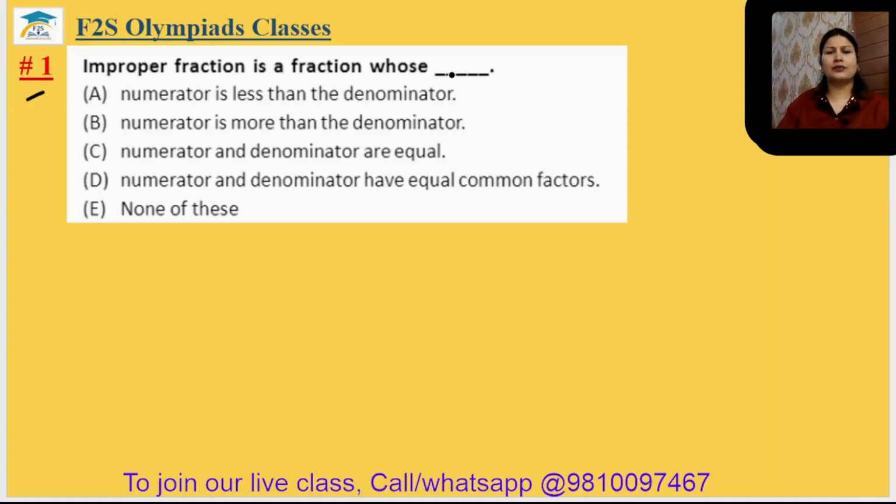Improper fraction is a fraction. Fractions are divided into three types: proper fraction, improper fraction and mixed number. Proper fraction means whose numerator is less than the denominator. Improper fraction, numerator is more than the denominator. And mixed number is the mixture of whole number and the proper fraction. Okay? So improper fraction should be numerator is more than the denominator. That is in option number B. The first answer is B.